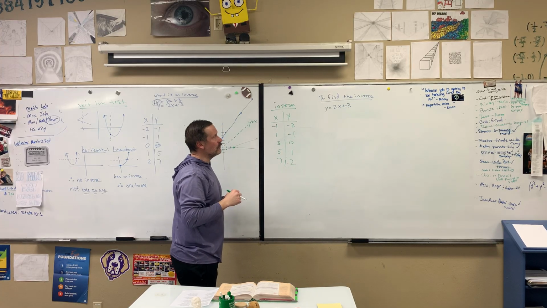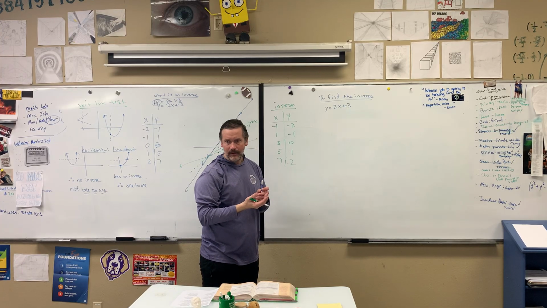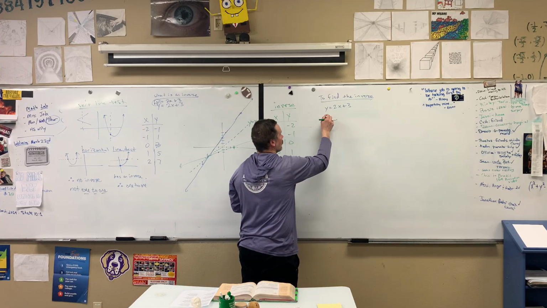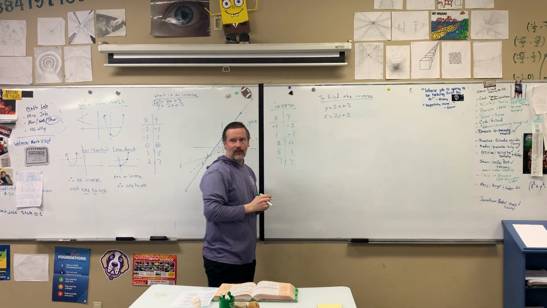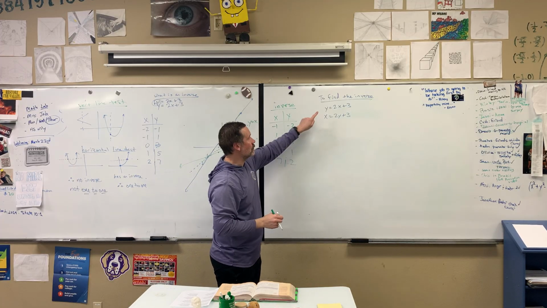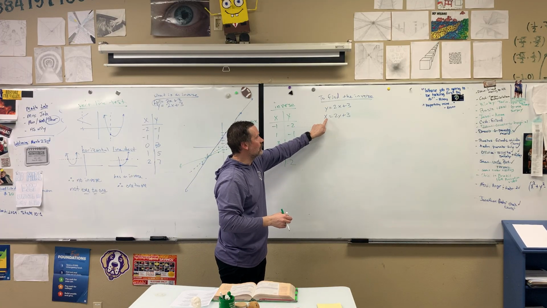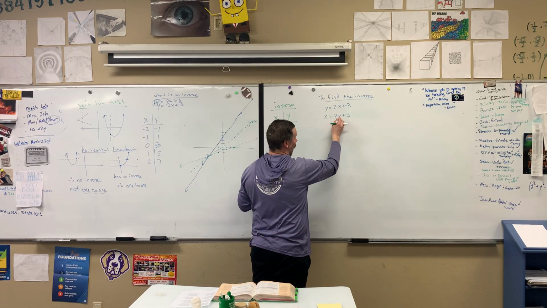So what we're going to do is switch x and y. So you're just going to go x equals 2y plus 3. You switch the x and the y, and then you solve for y. So step 1, make sure it's y equals. Step 2, switch x and y. And then step 3 would be solve for y.